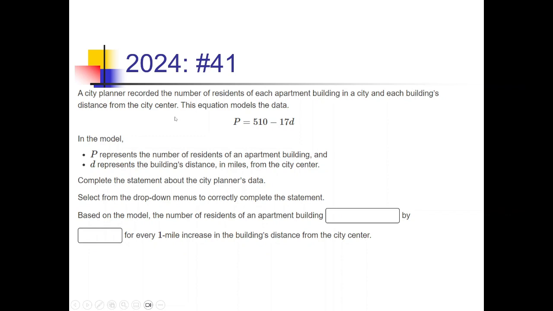For number 41, we have a city planner recording the number of residents in each apartment building in a city and each building's distance from the city center. And this is modeled by this P equals 510 minus 17D equation, which is kind of interesting.